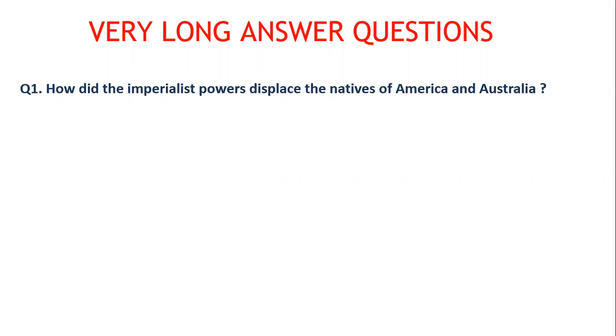Last class, we did the very long answer question for the chapter Displacing Indigenous People. Today, we are going to do the map work. I had asked you all to arrange for two maps, a map of the USA and a map of Australia. Both of them were outline political maps. I hope you all have been able to arrange it. If not, if you have an atlas, open it and mark the places in those so that you all can practice it later on.